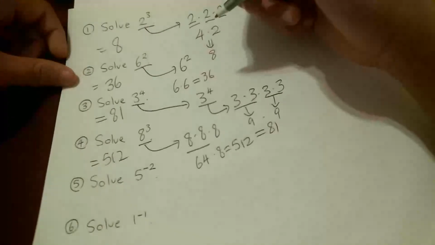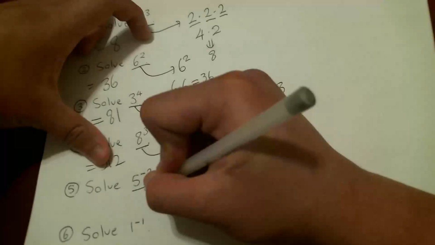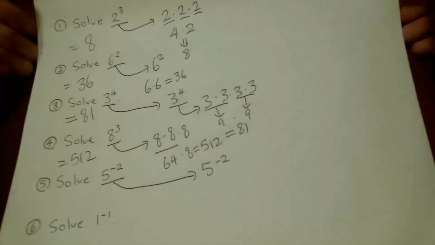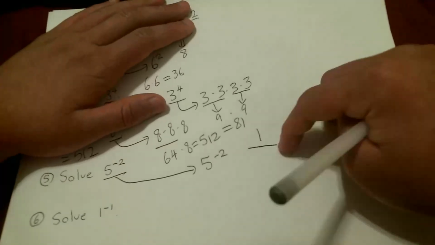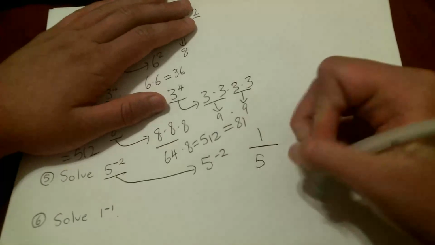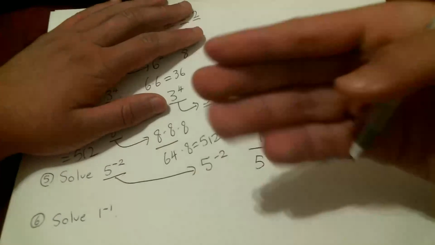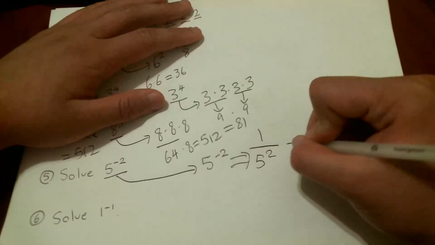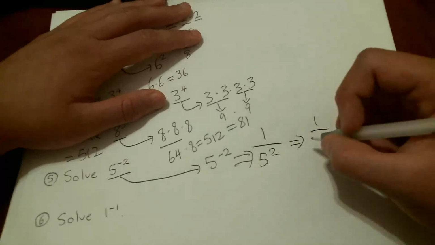Alright, so let's try the fifth one. So this one is a bit different. I didn't explain this one earlier, but I will now. So 5 to the power of negative 2. If the exponent is negative, then you would have to automatically put it under 1 over that, and then you would have 5, which is the base, to the power of that exponent, but this time it is positive. So like this. Now this is 1 over 5 squared, which is 5 times 5, and 5 times 5 is 25. So that would be the answer here: 1 over 25.